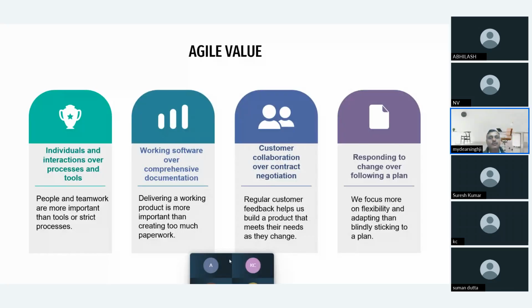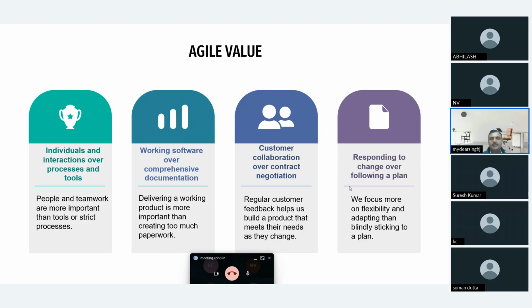Responding to change over following the plan. In agile, they always say that if there is any change you have to adopt it. You have to be encouraged to take the changes, instead of in waterfall, where we restrict the plan, saying this plan is already signed off, I'm not going to do anything in between, otherwise the timeline will expire. So that's the reason we came to agile, and they are saying if any changes come, we happily accept them.